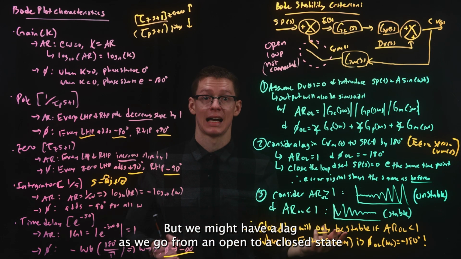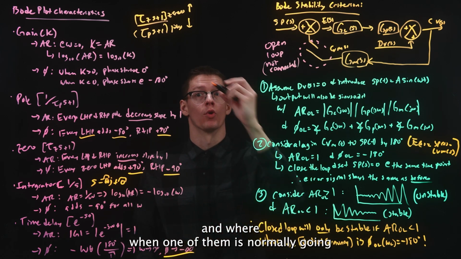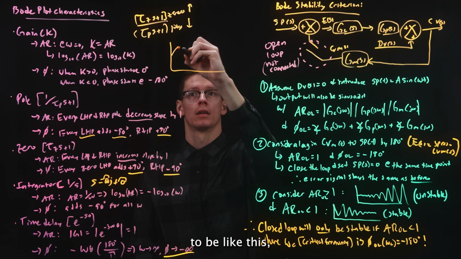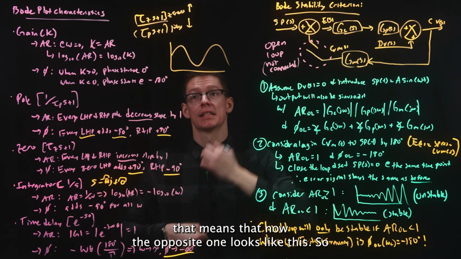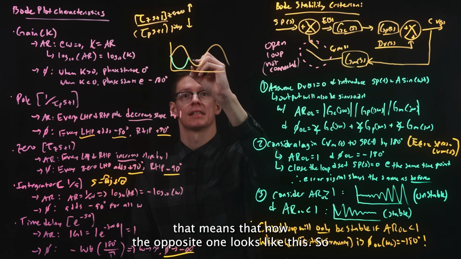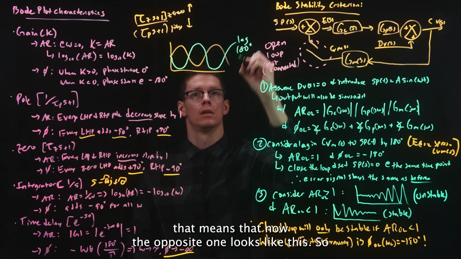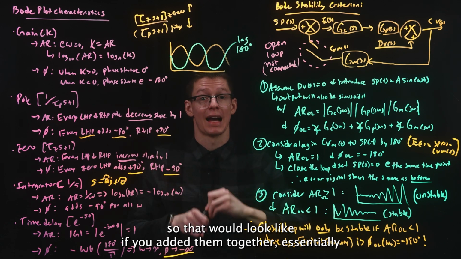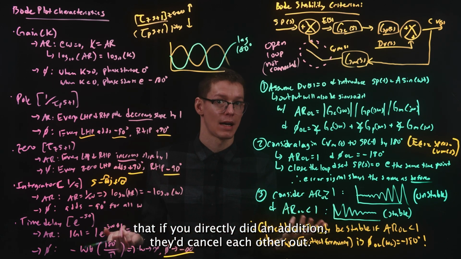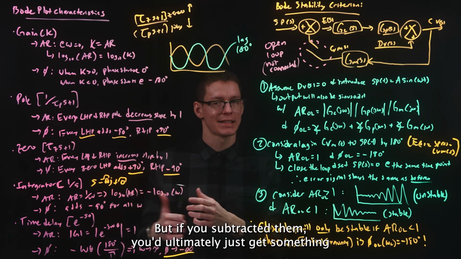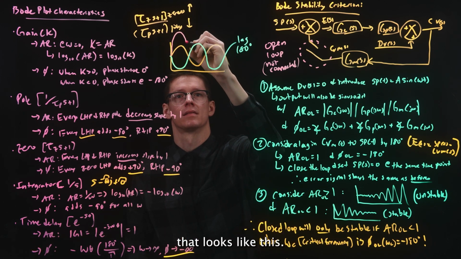But we might have a lag as we go from an open to a closed state. Where one of them is normally going to be like this, if there's a lag by 180 degrees, that means that now the opposite one looks like this. So if you directly did an addition, they'd cancel each other out. But if you subtracted them, you'd ultimately just get something that looks like this.